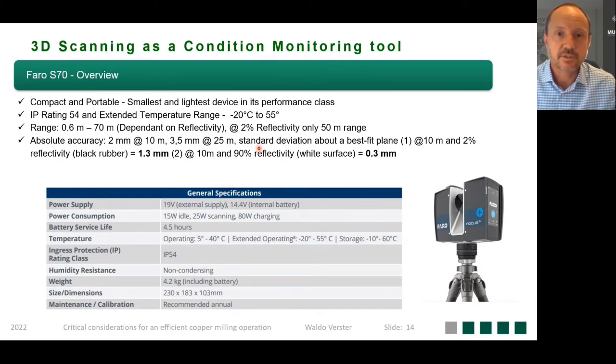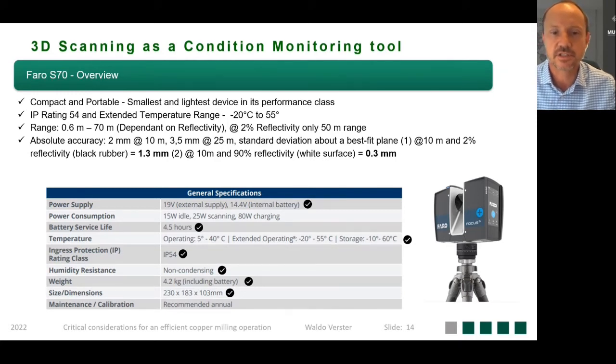If we take the data that was fitted about a best fit plane, and in this specific case, we're talking about the Gaussian best fit plane. Two examples. Number one, at 10 meters and 2% reflectivity, which is black rubber, we see one standard deviation of 1.3 millimeters, and at 10 meters and 90% reflectivity, which is a white surface, one standard deviation is only 0.3 millimeters. So very accurate and suitable for your mill liners as well as your plant conditions.